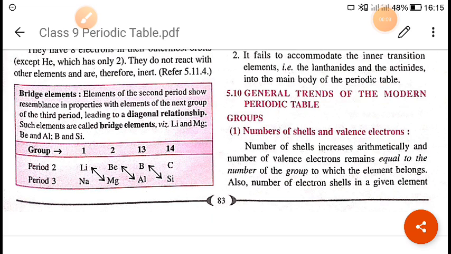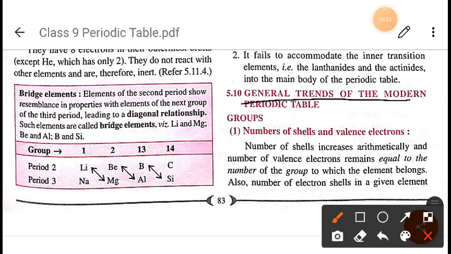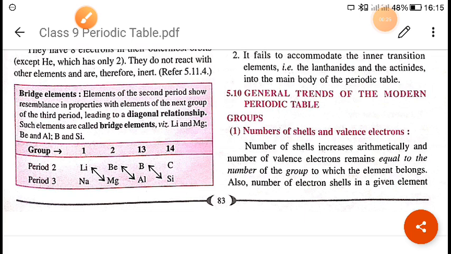So in the last class we discussed the modern periodic table and its merits and demerits, right? We also talked about periodicity. So in today's class we will see the general trends of the modern periodic table, okay? So what is the general trend of the modern periodic table?